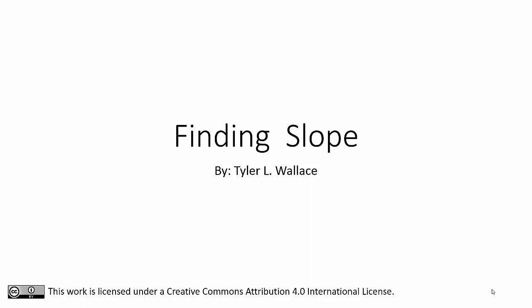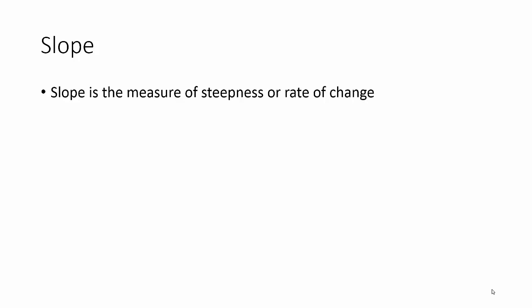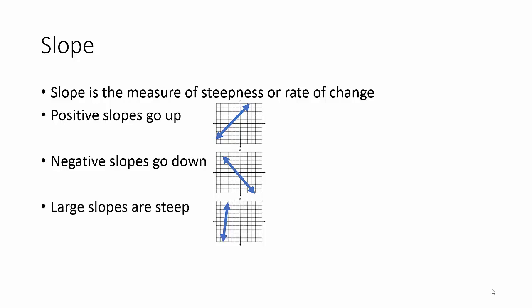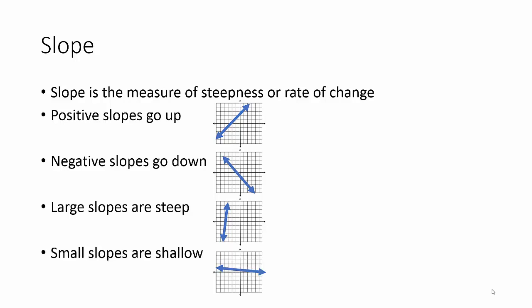Slope. Slope is one of the most important characteristics when it comes to graphing lines. Slope is basically a measure of the steepness of the line. How steep is the line, or how fast is the rate of change? Slope can be large or small, positive or negative, and that tells us a lot about how the line is behaving. For example, positive slopes will go up from left to right, while negative slopes are going downhill from left to right. The larger the slope, the steeper the line, and the smaller the slope, the shallower the line.